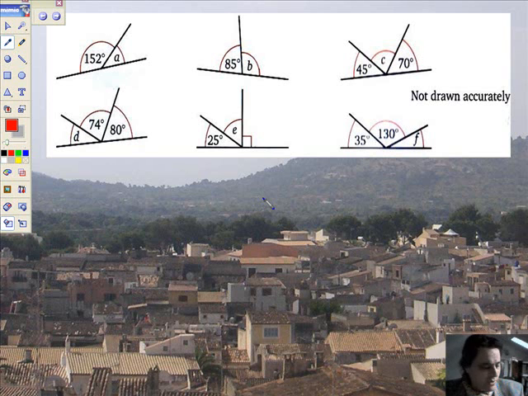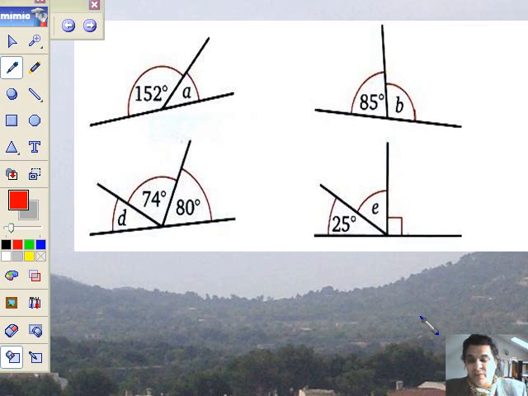Okay, section 2.2, angles and lines. That's a selection of questions from question 1. It is in fact the whole of question 1. Won't necessarily do all of it though. Let's just take a look at this.